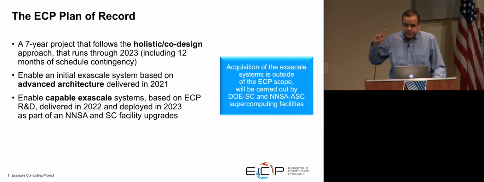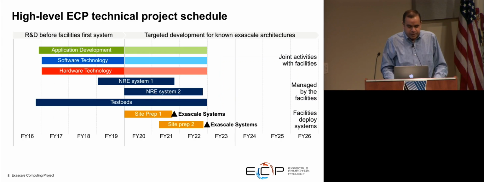And one thing to note is that the acquisition and deployment of these systems is not part of the ECP project. That will be taken care of by the DOE facilities, like the leadership facility at Argonne or Oak Ridge, and the equivalent facilities at the NNSA labs. So it's part of their budget, and it's part of their normal procurement plans and so forth. The work ECP does is to enable them to be able to acquire a system at a reasonable price point and a power consumption point, and with software and applications that actually run and can take advantage of the system.